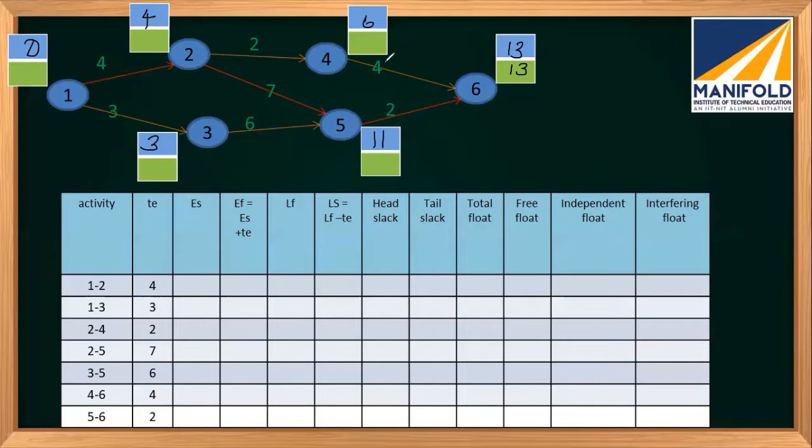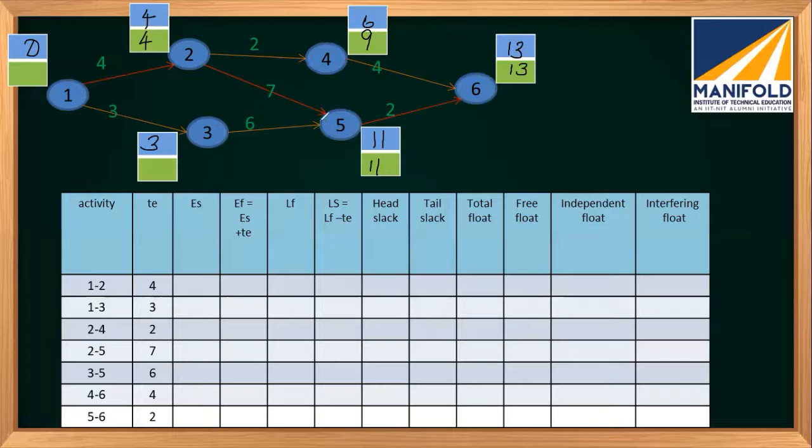So 13 minus 4 will give you 9. 9 will be the value for the fourth node. For the fifth node, 13 minus 2 will be 11. For node 2, there are 2 possibilities. Either it will be 9 minus 2, 7, or 11 minus 7, which will be 4. Which one will you take? In the backward pass, we will take the least value. So it will be 11 minus 7, which is 4.